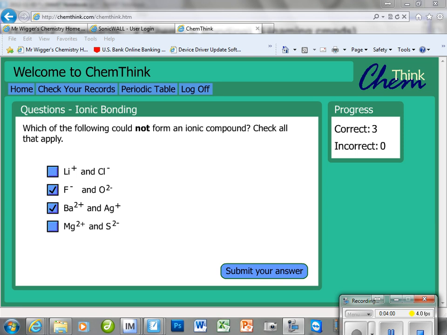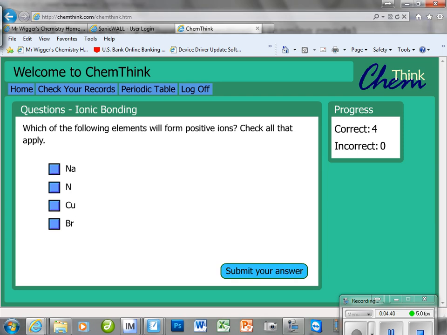Your problem with the F and the O2 minus, that is, the fluoride with the oxygen, is that it is not going to work as an ionic compound. They might form a covalent compound, but not ionic, because you have to have a metal with a nonmetal to get ionic. And with the barium and silver, those are both metals, and so they both form positive ions, as you see on the screen, but they are not going to be able to form any kind of compound, because metals don't bond together. So that's why those are your answers there.